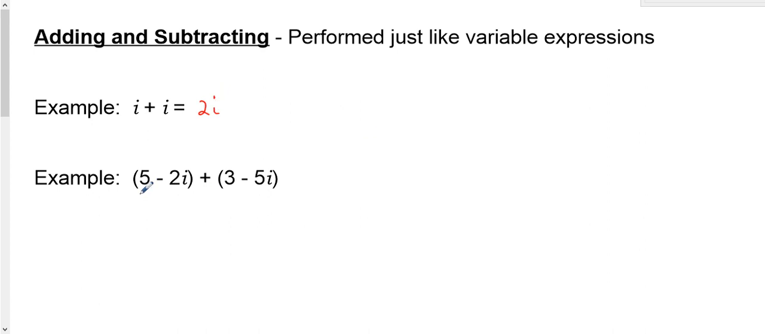If I have the example 5 minus 2i plus 3 minus 5i, I am going to combine like terms. I have the real parts, 5 plus the 3, to get 8, and I have negative 2i minus 5i to get negative 7i. And when I put these together into an expression, it is just 8 minus 7i.